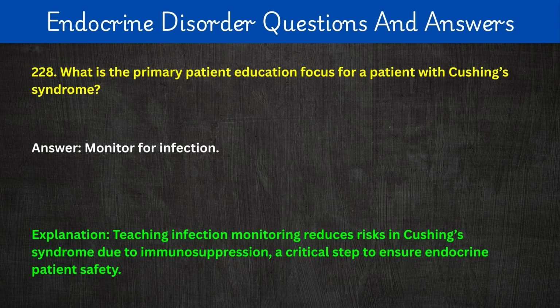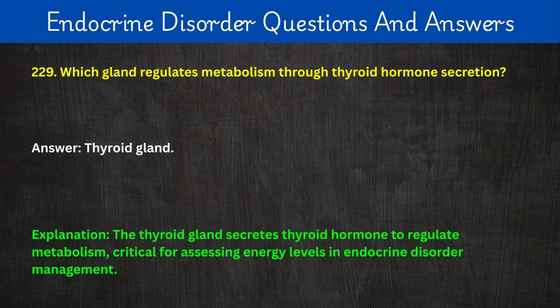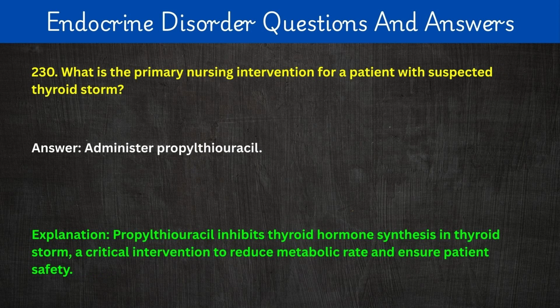229. Which gland regulates metabolism through thyroid hormone secretion? Answer: thyroid gland. Explanation: the thyroid gland secretes thyroid hormone to regulate metabolism, critical for assessing energy levels in endocrine disorder management. 230. What is the primary nursing intervention for a patient with suspected thyroid storm?